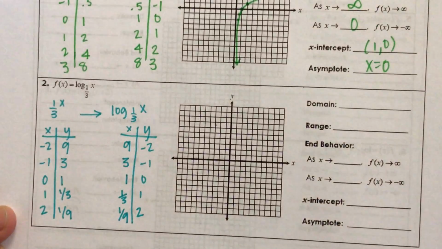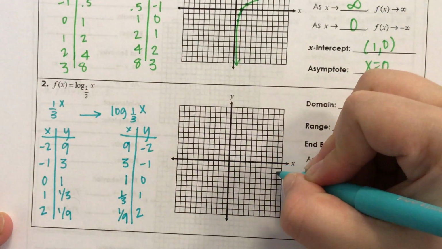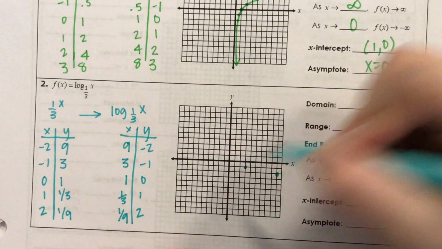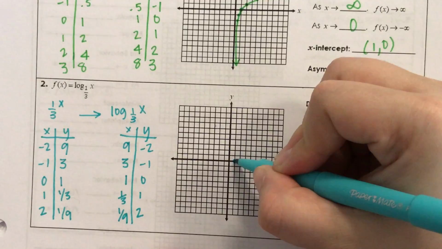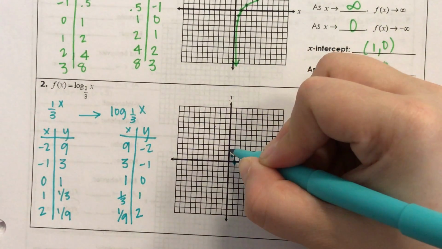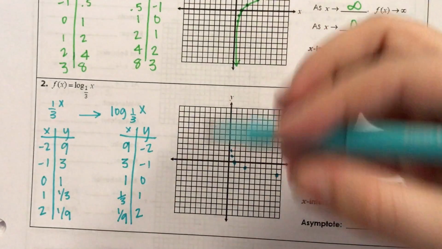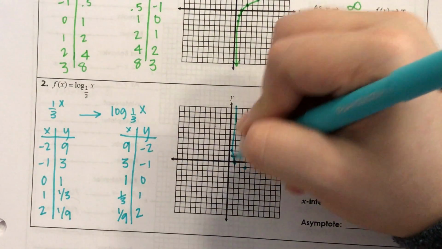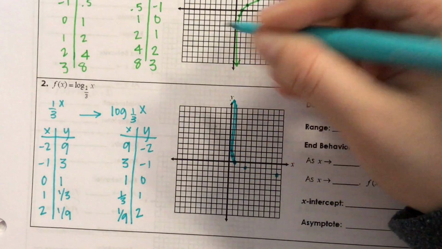And we plot. So 9, negative 2. 3, negative 1. 1, 0. 1/3, 1. 1/9, 2. So this one is actually going up. Whoa, way off. Up.